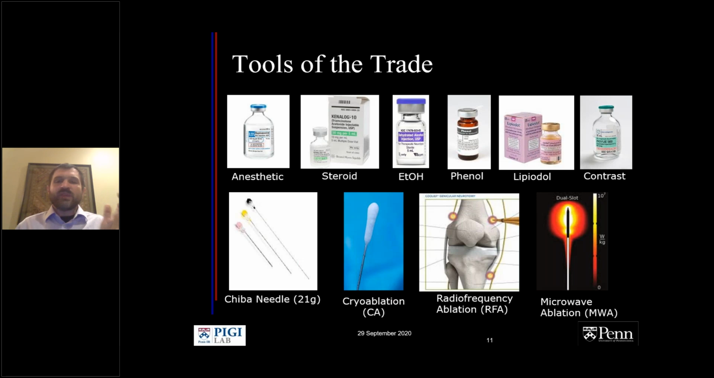Some additional tools will be things like Lipiodol or contrast, which are sometimes mixed with the alcohol or mixed with the anesthetic and steroid, so that you can see where you're at localization-wise. You're going to usually use some kind of thin needle if you're doing a pain injection, like a Chiba needle, often a 21 gauge needle. The other thing you can use instead of using ethanol or phenol for ablation of the nerve is you can use a thermoablation technology like cryoablation, which I do a tremendous amount of, radiofrequency ablation, or microwave ablation. So radiofrequency and microwave are just heat-based forms of energy that you're using to directly ablate a nerve or ablate a tumor, as we'll get into.